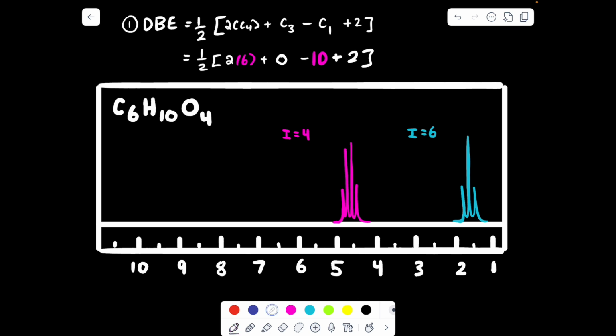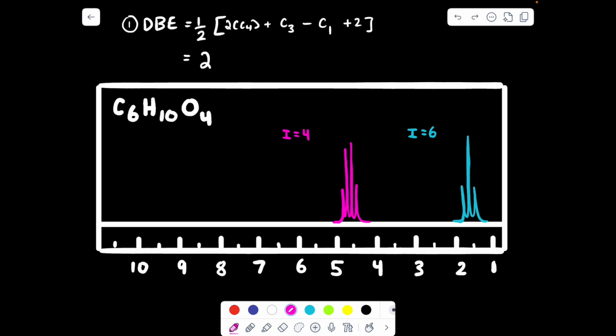If I plug this into a calculator, or if I just did this in my brain, 1/2 of 12 minus 10 plus 2, or 1/2 of 4, which is going to be 2. So the double bond equivalence is equal to 2. So what does that mean? It means that this structure has 2 double bonds. And I'm going to keep this in my mind for when I do the final part of this interpretation and I put all the data together to determine the structure.